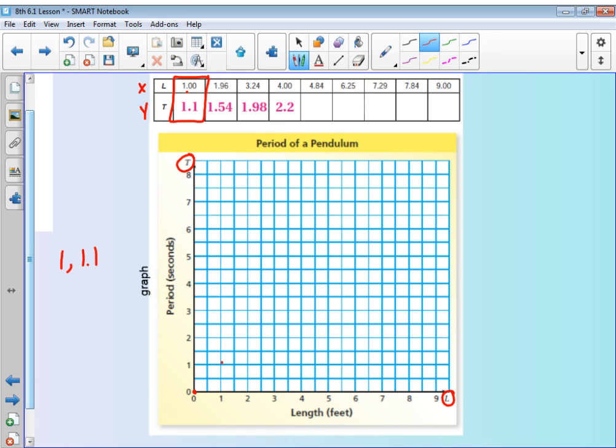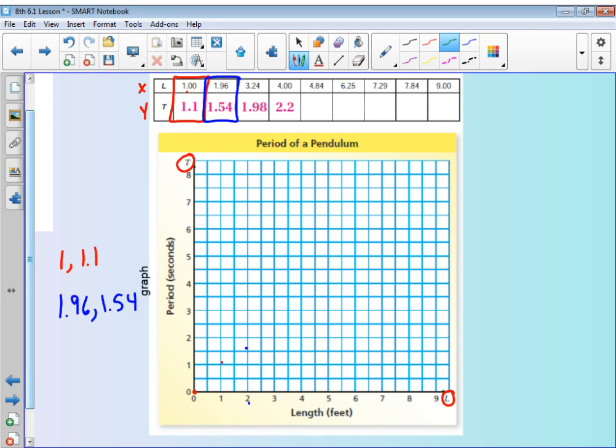So our next one, when I go to do this next dot, I would read this one here as 1.96. So that's close to 2, just under 2. And then over to 1.96, up to 1.54. So that's a little over 1.5. So over to 1.96, which is a little in front of our 2, and then up to 1.54, so a little above that halfway point. Okay, so there's my second spot.